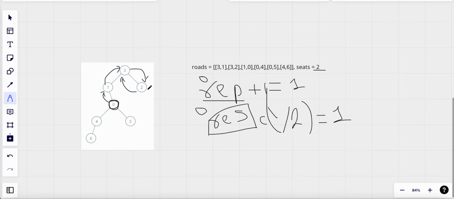And then we pass the number of representatives that we have found so far in this subtree to our parent, or the node that we have called from.